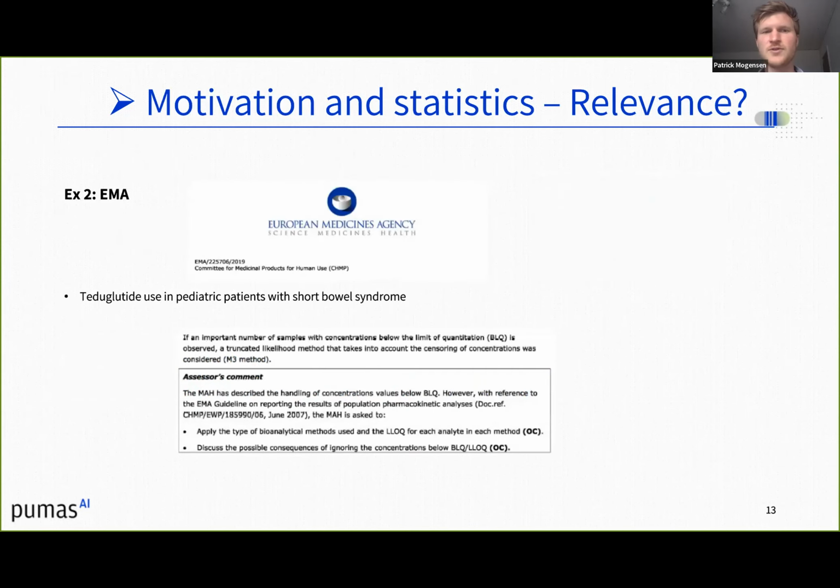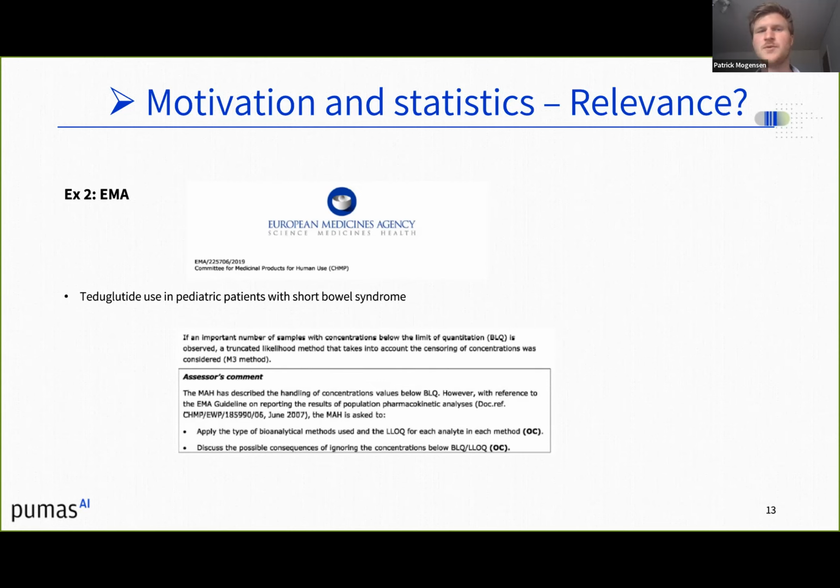And I found another example in a short bowel syndrome situation in pediatrics, where the EMA also asked for, it's called BLQ here, right? But censoring information to be included in the analysis, because they were again worried that there was too much data that was down there. And we know that if we don't include that information in our statistical analysis, we might get biased results. So of course we want to get this right.